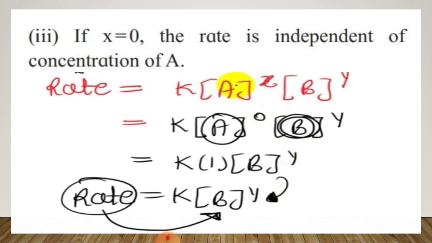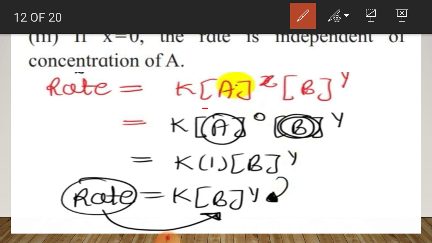Why will it not affect? Here we have taken A raised to X, and in place of X we have kept 0. So the concentration of A raised to 0 will become 1. So the A concentration will not affect the rate of the reaction. The rate of the reaction will depend on the concentration of B. So for X equal to 0, the rate is independent of the concentration of A.